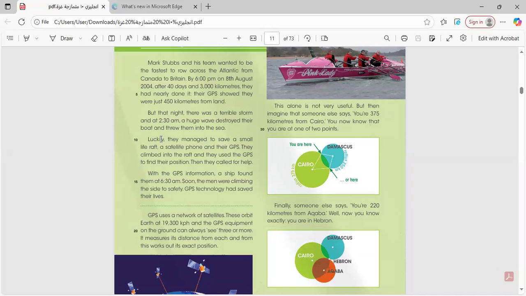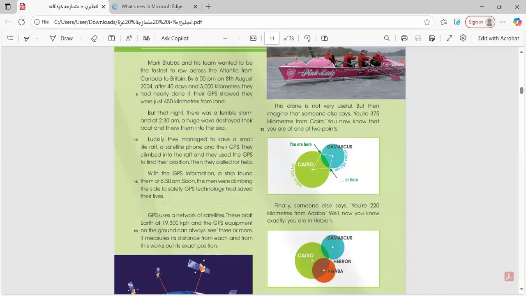Luckily, they managed to save a small life raft. You see life raft? It's, as we said, the vest, okay? To prevent you from drowning or sinking in the sea. A satellite phone and their GPS. So they have safety equipment like a life raft, a satellite phone, and their GPS, okay?